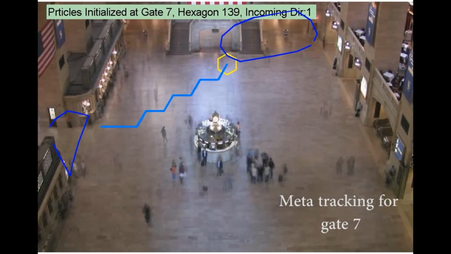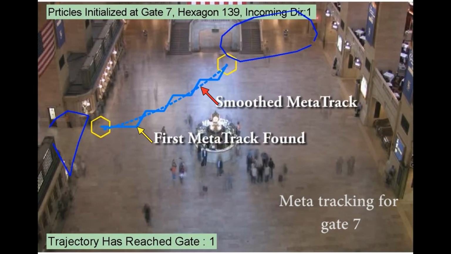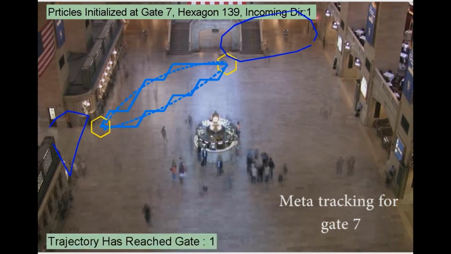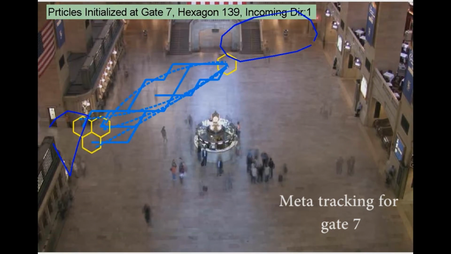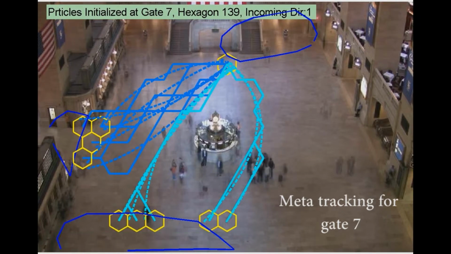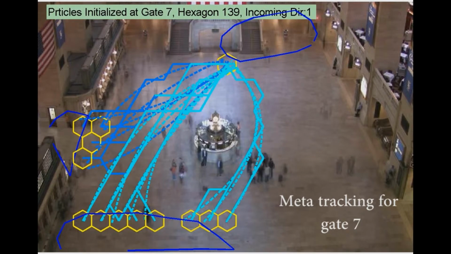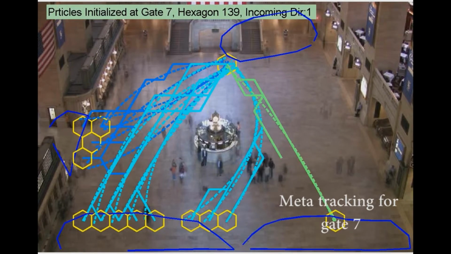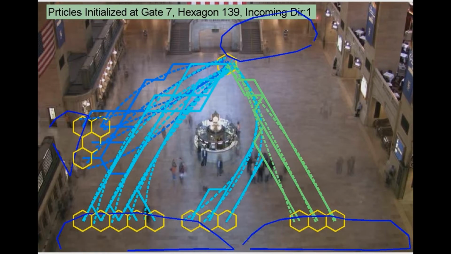We show the process of finding the meta-tracks, which define the semantic regions for gate 7. Particles are initialized at every hexagon belonging to the gate of origin and are later advected using the 2D ODFs throughout the scene. A probability is assigned to each path by marginalizing the conditional probabilities obtained from the descriptors. The initialization is done considering each incoming direction.